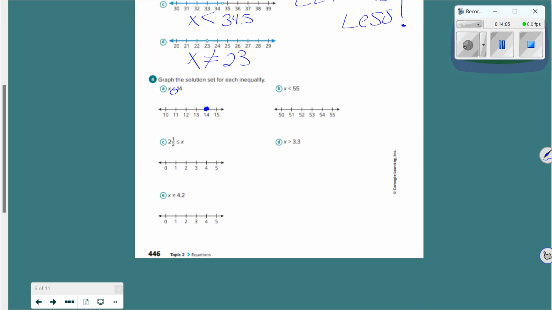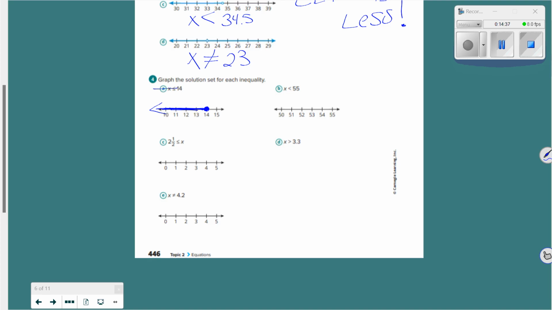It means it is equal to. So it is a closed circle. If it does not have that line under it, it is an open circle. Make sense? Okay, now it says X is less than or equal to 14. So am I shading to the right or to the left? Left. And if you look at that less than sign, it is pointing me to the left side anyway. So this is the way I am shading. Make sense?